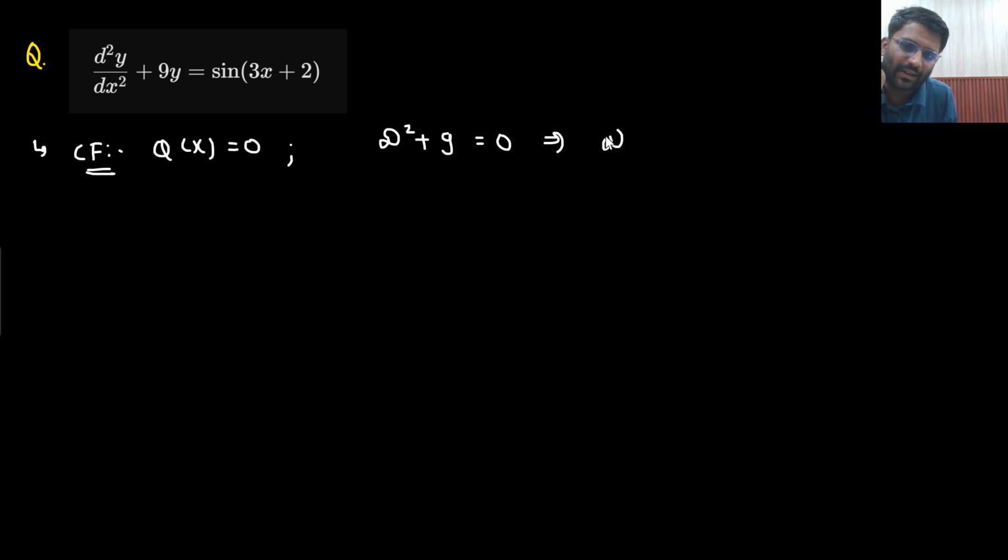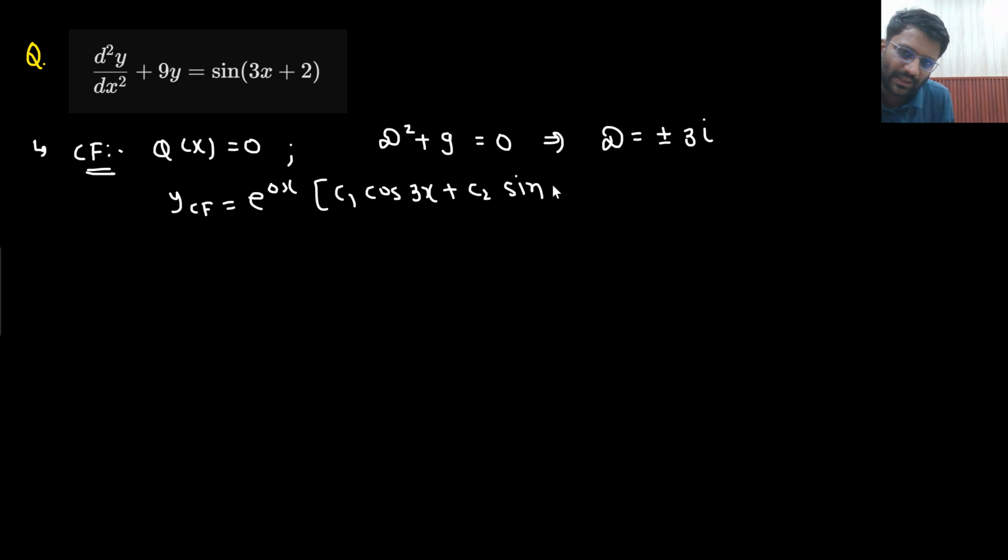D square plus 9 equals sin 3x plus 2. CF you can do on your own. What will you do? Sir, Q of x will be put as 0. Sir, my auxiliary equation is D square plus 9 equals 0. So, sir, the roots I am getting are D equals plus minus 3 iota. So what will be my YCF? That would be e to the power 0x into c1 cos 3x plus c2 sin 3x. So e to the power 0x is not required.